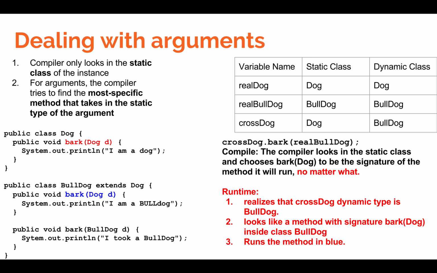Sorry, if I got rid of what? Great question. If I got rid of the blue method, it would print the red method. Because, again, that red is super important. The compiler selects the signature for you, and it will run that signature no matter what. Question?